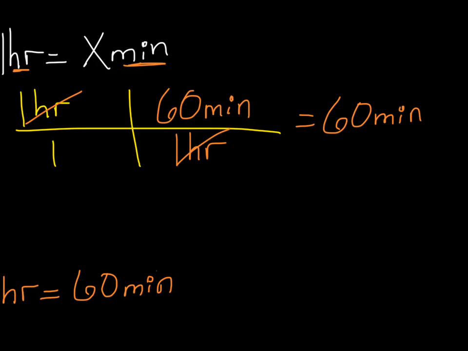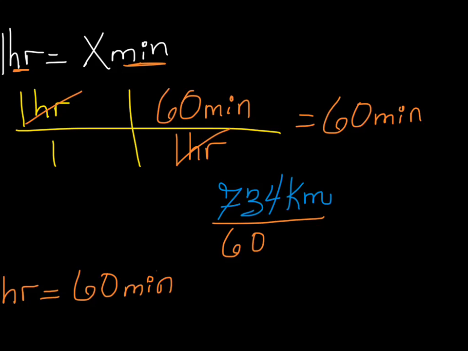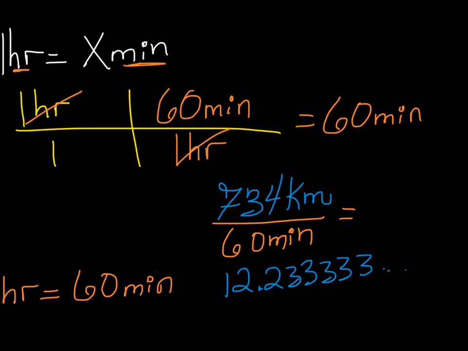So now we have the answer to the miles to kilometers, which was 734 kilometers. And we have the answer for hours to minutes. And so we're going to put those back together. So we'll end up with 734 over 60 minutes. So now we put those together. So we divide, and we end up with 12.2333333 and more threes kilometers per minute.